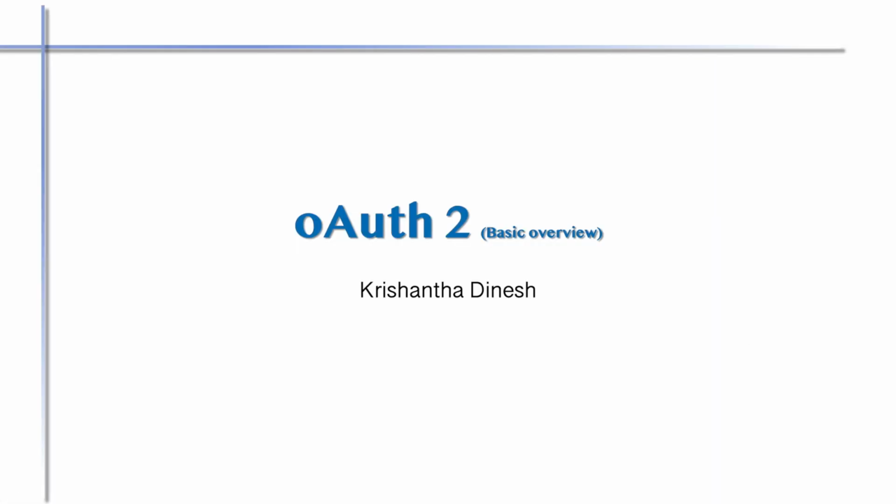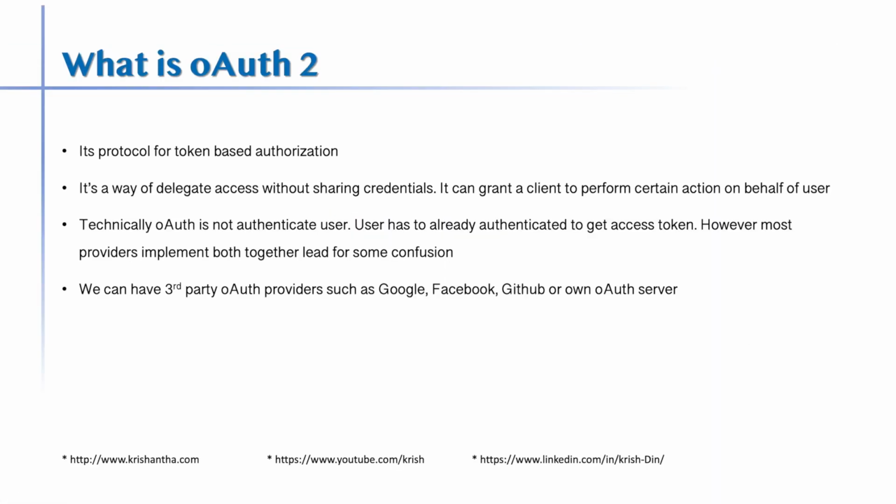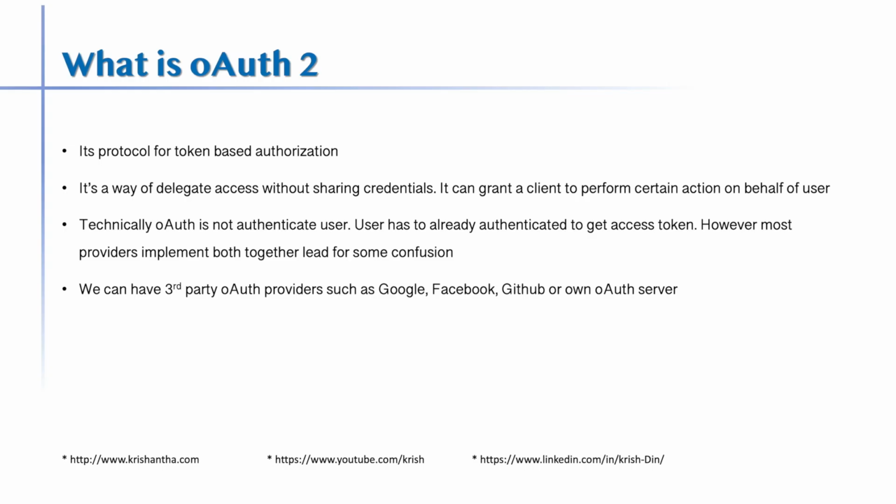OAuth2 is a protocol we use to do token-based authorization. What token-based means is that the whole intention of OAuth2 is not to disclose your username and password to applications and other websites. It's a way to delegate access without sharing credentials, right? It can grant a client permission to perform certain actions on behalf of the user.